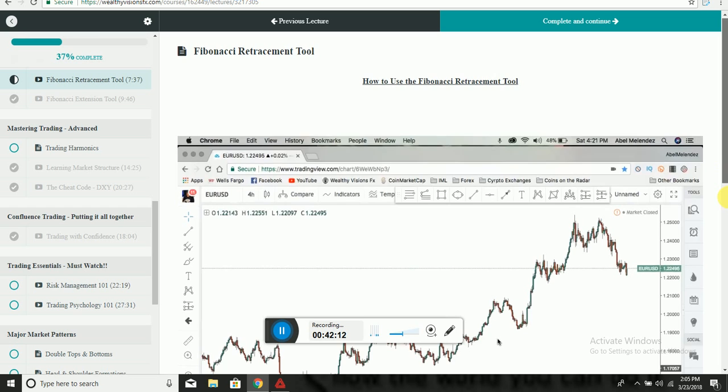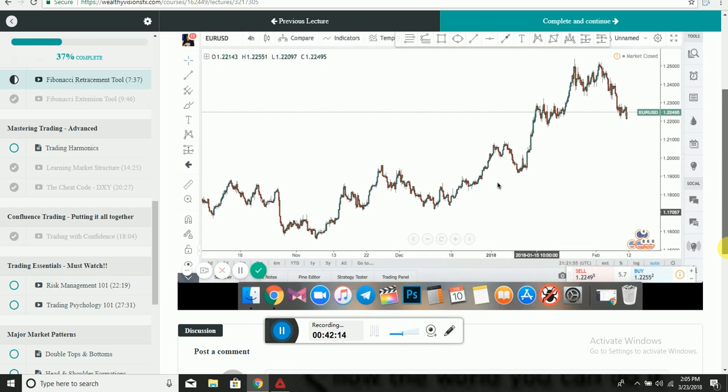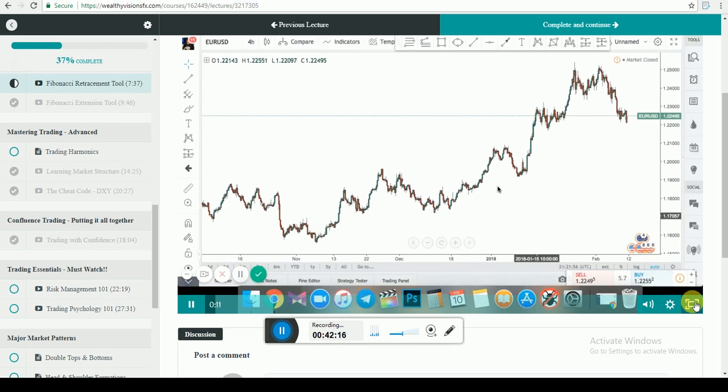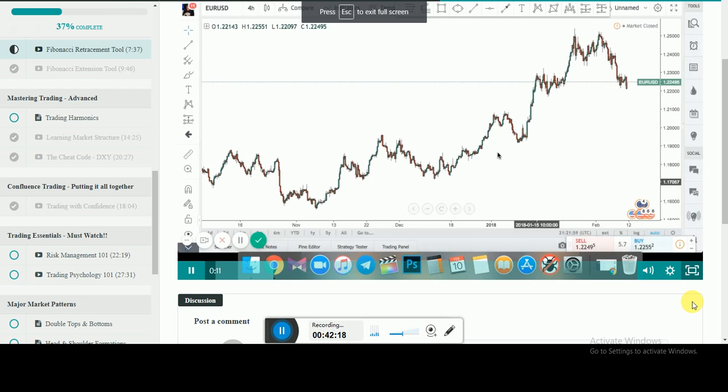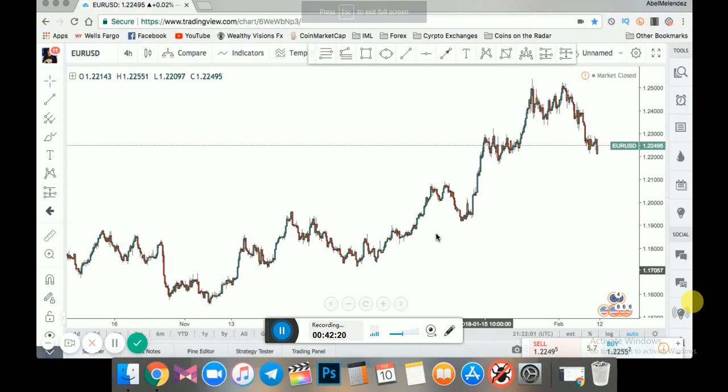This tool is very, very beneficial to everything, because what it does is measure the retracement of a trend, and essentially that is where we're going to be looking for an entry to take a trade on. Like I said, if you can learn how this tool works and learn how to read the levels of this tool, then you will be very, very profitable.